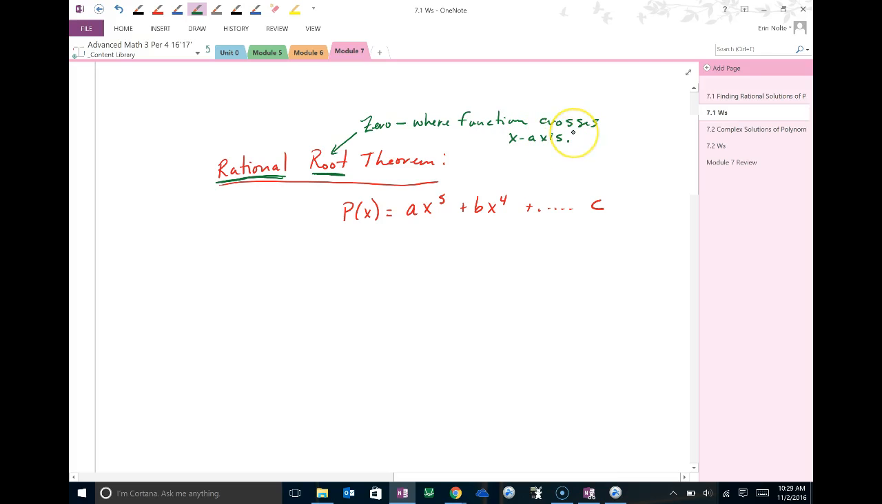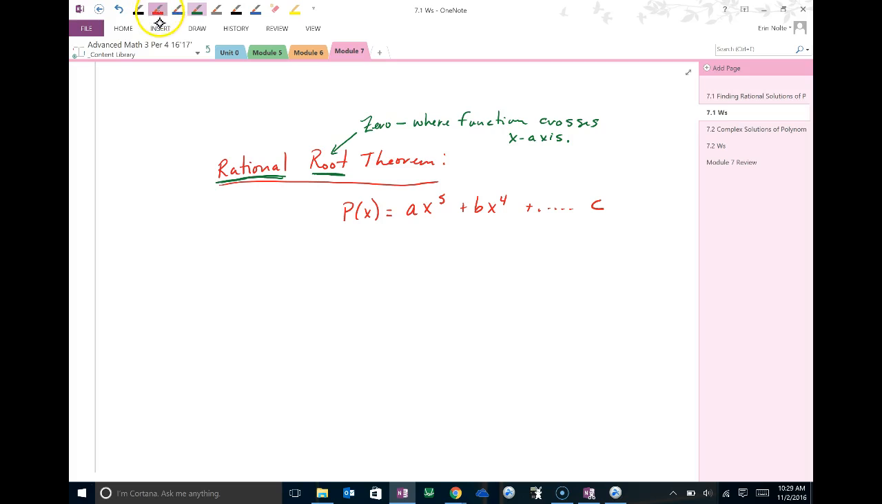So what we're looking for here with the rational root theorem is numbers that we can write as a fraction where it crosses the x-axis. And why would that be important information for us to know? Why do we care about zeros or roots? It allows us to solve equations. It's the solution when we set it equal to 0.